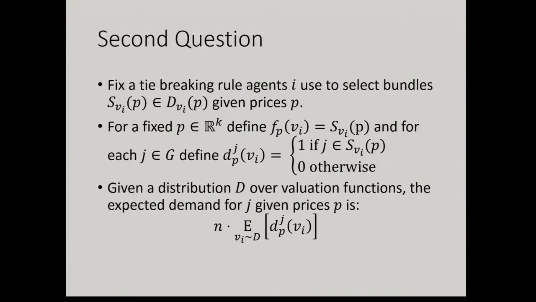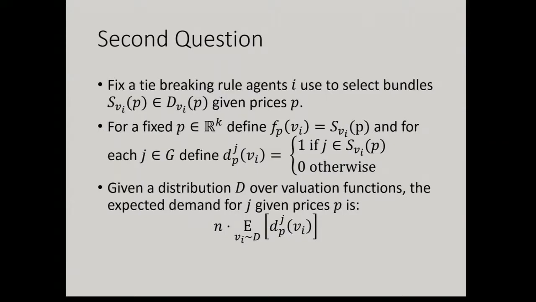Okay. And I just want to use this to define a function. Okay, fixing prices P, let me define this function, parameterized by P, to be the function that takes as input a valuation function VI, and just tells me what bundle of goods a buyer with valuation VI is going to attempt to buy when he faces prices P. Okay, I'm just defining the function. And, okay, so the range of this function is bundles.